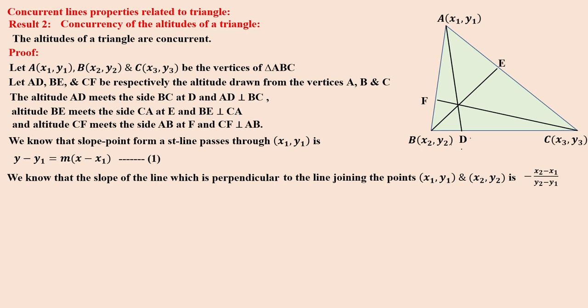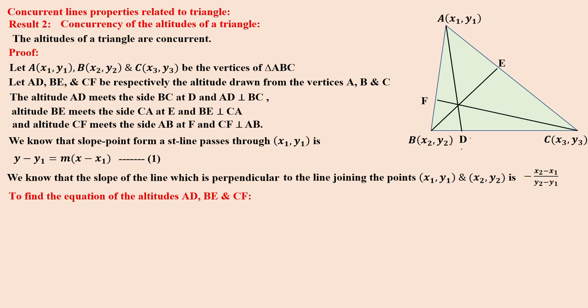We know that for two perpendicular lines, the product of the slopes is minus 1. So m1 equals minus 1 by m2, that is the negative reciprocal of the second slope. So if m is the slope of one line, then the slope of the line perpendicular to the first one is minus 1 by m. That is the idea we are using here, right?